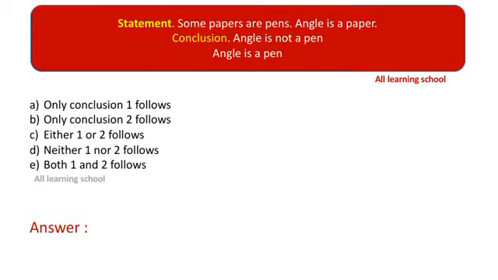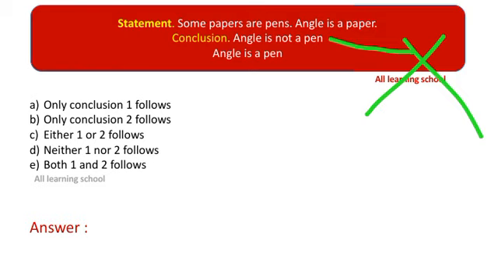Some papers are pens and angle is a paper. First statement is positive, second statement is positive. If both statements are positive, conclusion should be positive, but first conclusion is negative, so it will be wrong conclusion.